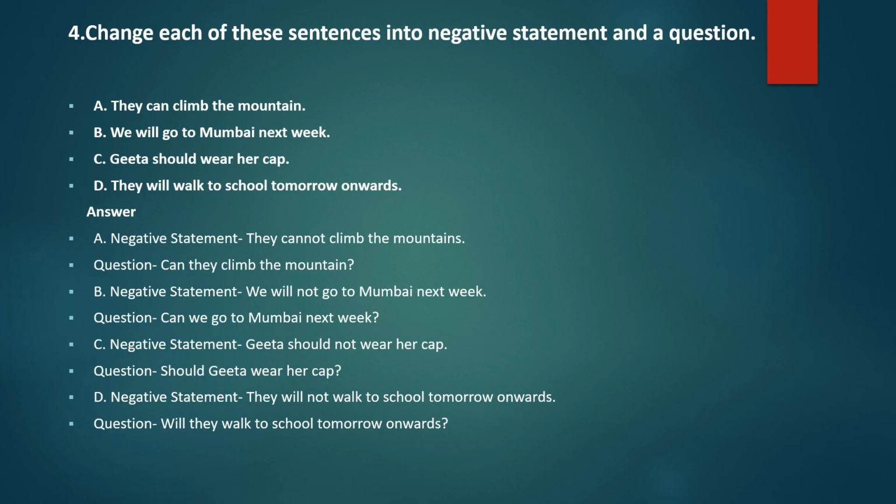Next and last is, they will walk to school tomorrow onwards. First our negative sentence: subject, then modal, then not, then main verb and then the remaining part. They will not walk to school tomorrow onwards. This is a negative statement. Now come to question: first modal, then subject, then main verb and then the remaining part. Will they walk to school tomorrow onwards? Yes. I think children, this is clear to you.